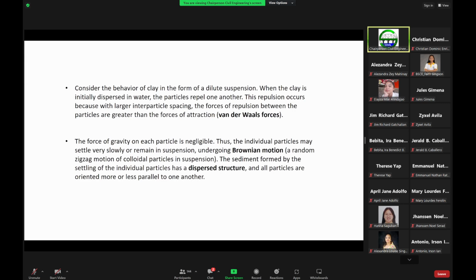So the sediment formed by the settling of the individual particles has what you call a dispersed structure. And all particles are oriented more or less parallel to one another. So something like this. So this is now a dispersed structure.